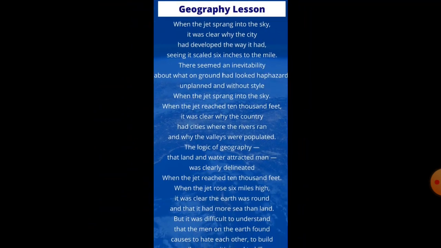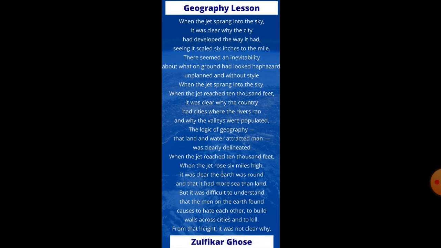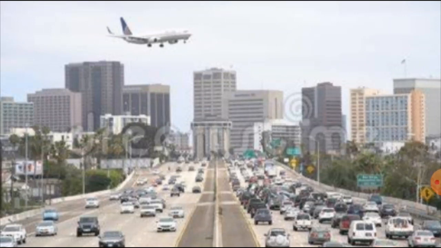In these lines, the poet shares his perspective about the city when viewed at a certain height. The poet tells us that when the plane took off from the ground and went into the sky, he could view the city in miniature. Everything looked small from above. The poet is able to understand why the city is designed in the way it is and why cities were developed in a certain way. What looked haphazard and unplanned on the ground gained clarity and order when viewed from that height.